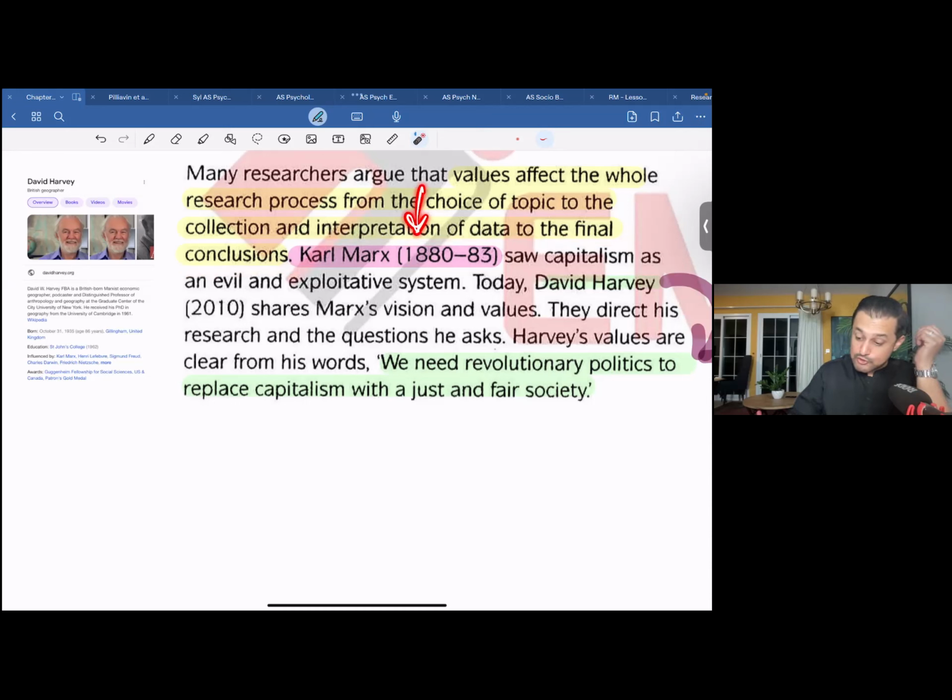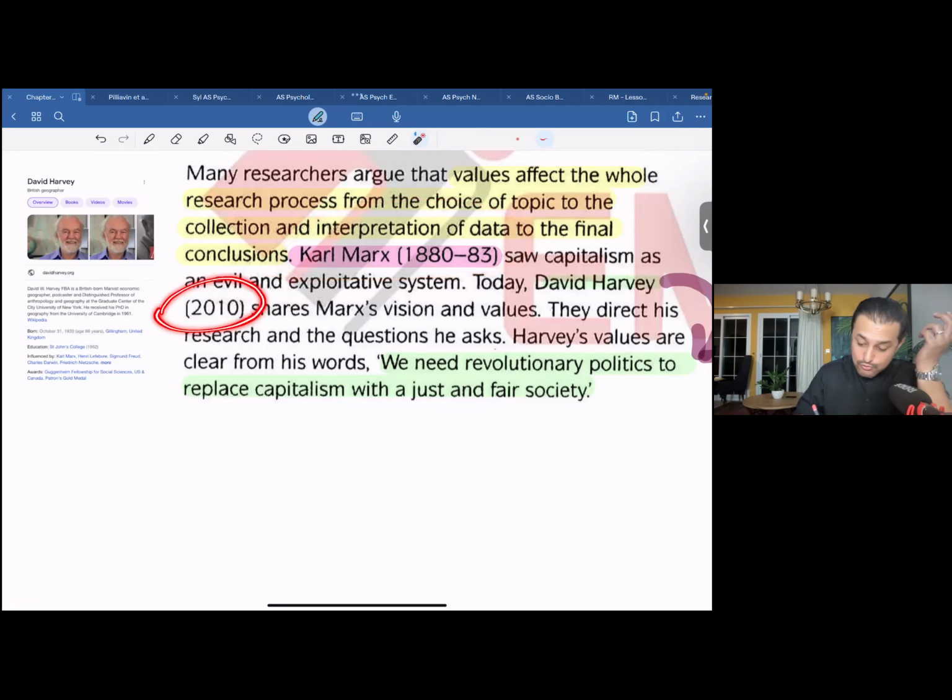Karl Marx saw capitalism as an evil and exploitative system, right? Marxism, Karl Marx, born 1818, died 1883. According to Karl Marx, capitalism is an evil and exploitative system. We all know this. It's a popular belief that he held. In this case, don't you think the findings that Karl Marx came up with would be affected by his values? Don't you think his findings would be value laden? They would be, right? Now, this is an example from the 19th century.